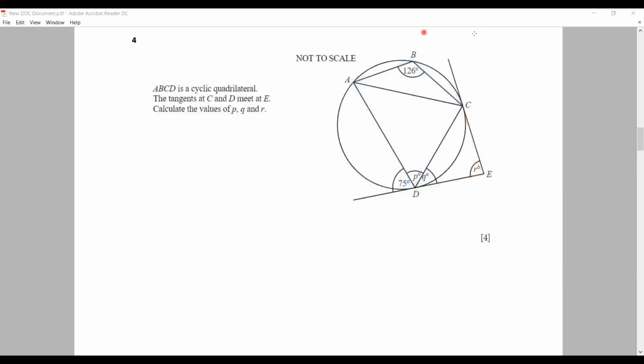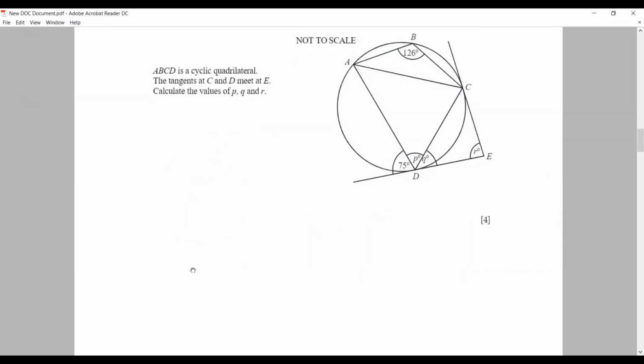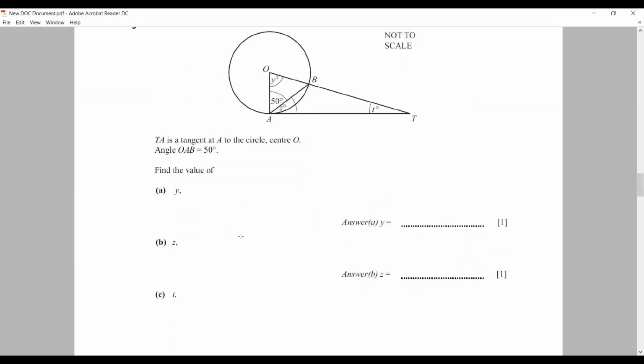So moving on to the next question, question number 5. TA is tangent at A to the circle center O, angle OAB is 50. Z can be found right away because the angle that the tangent makes with the radius at the point of contact is 90 degrees, right? This should be 90, therefore Z is 90 minus 50, which is 40. So this is 40.